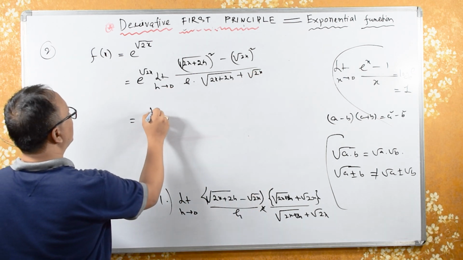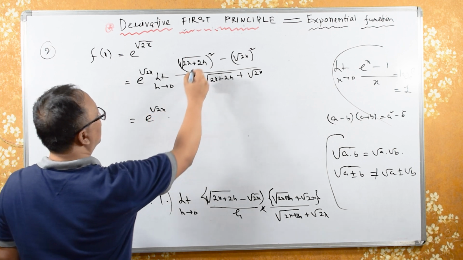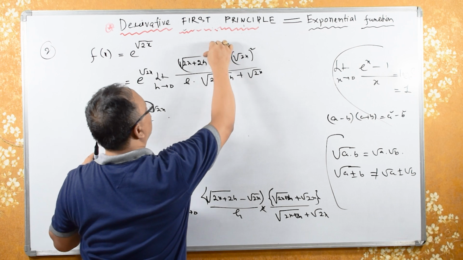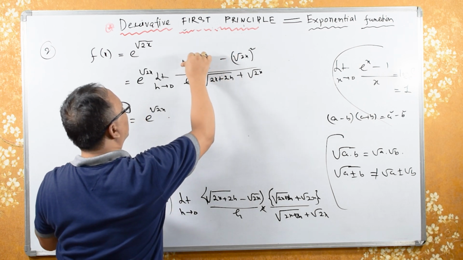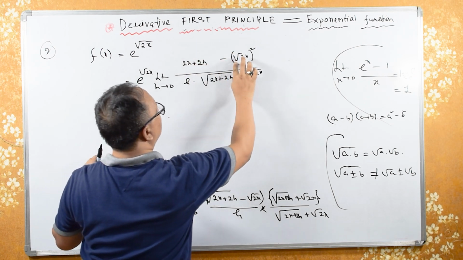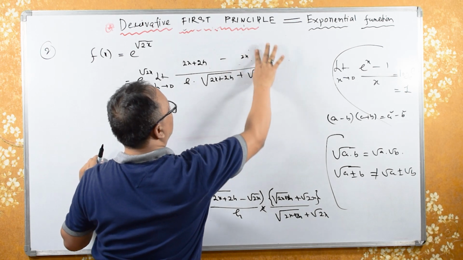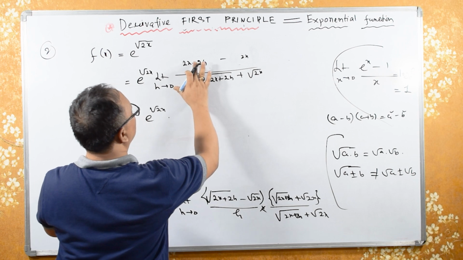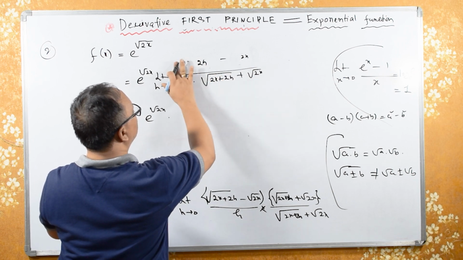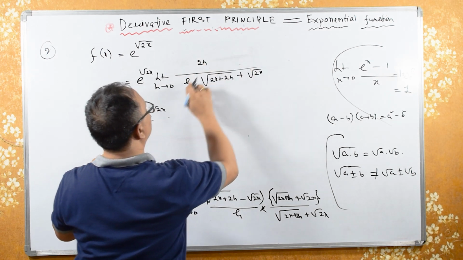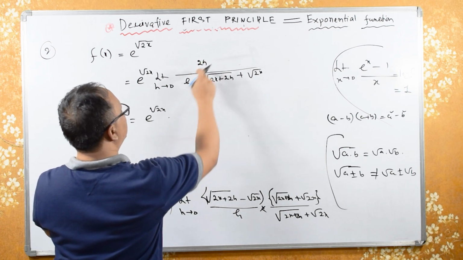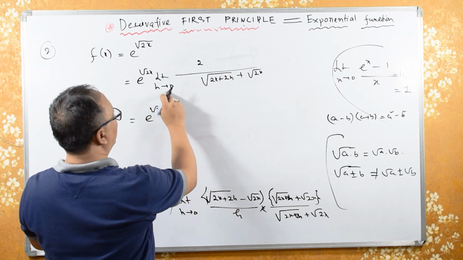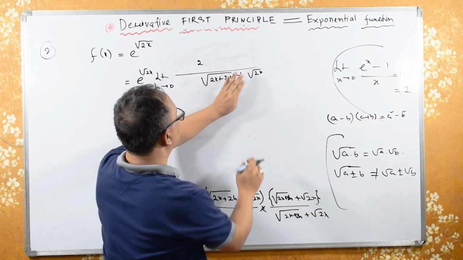Now e raised to root 2x, this square root and square get cancelled. Here also the square root and square get cancelled, and this 2x and 2x get cancelled. Here h and h also get cancelled. When h tends to 0, this term is 0.